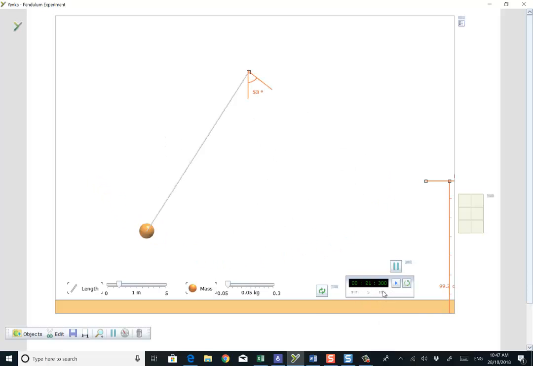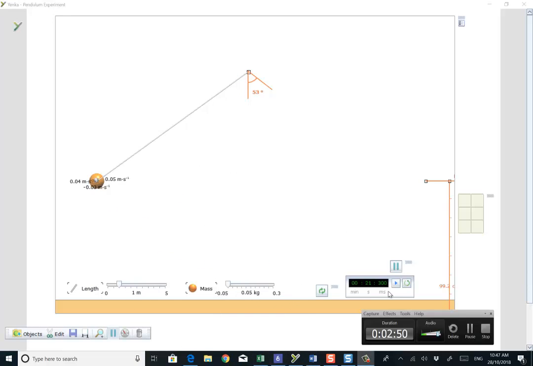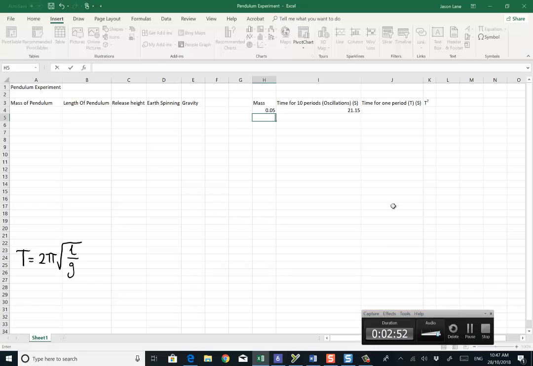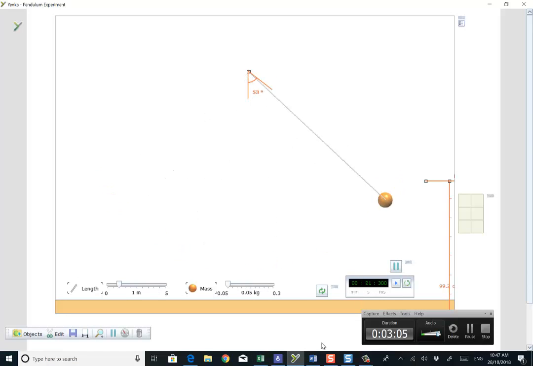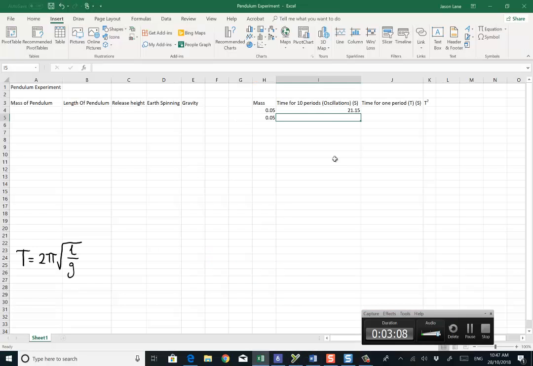So I've got 21.3, that's in seconds. This is for a mass of 0.05 kilograms, or 50 grams, and our pendulum length is 1 meter. If we switch over to Excel, you can see I've got some data here that I've just put in. I can put another one in, and by repeating results we're increasing the reliability of the results, and it was 21.3, so we'll put that value in.